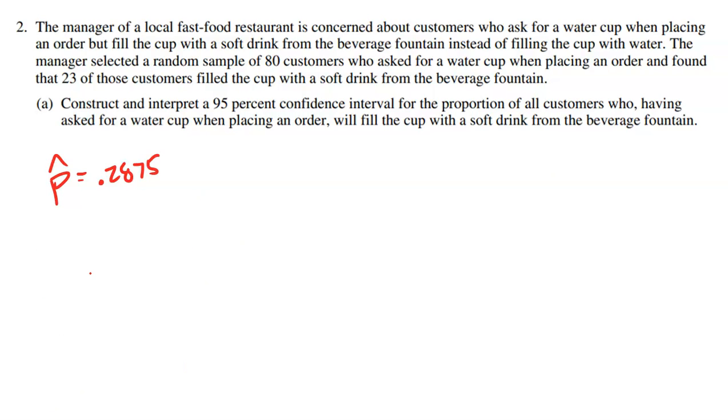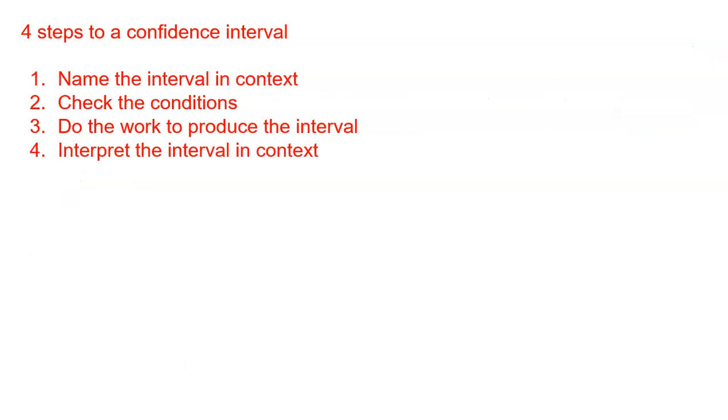So we've got to do a 95% confidence interval. I go with what I call the 4 steps to a confidence interval. Other people might teach this as 2 or 3 steps, but I like to go with 4 steps. So we have to name the interval in context to address exactly what it is we're looking for. Check the conditions that allow for this interval to be possible. Do the work to actually produce the interval. And then, of course, interpret the interval in context.